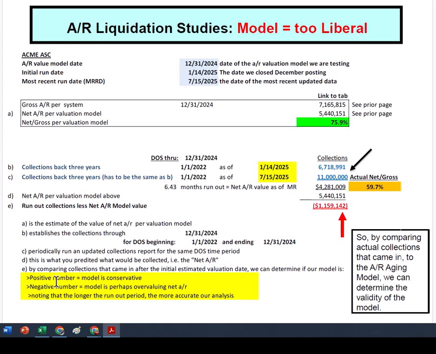Okay, so if it's a negative number, I'm short, it's probably overvaluing. Now I would run this again maybe at the end of the year to capture those work comp claims, but if I'm this far under after almost 7 months, I probably got a problem. So I'm comparing its liquidation. I'm comparing what I've actually collected against what I thought I would.